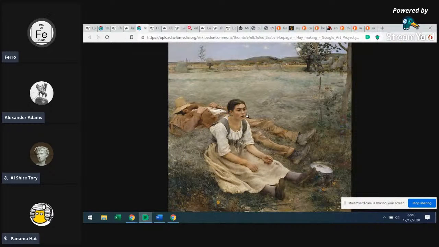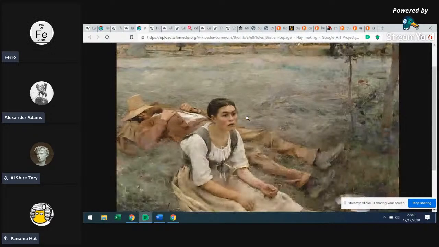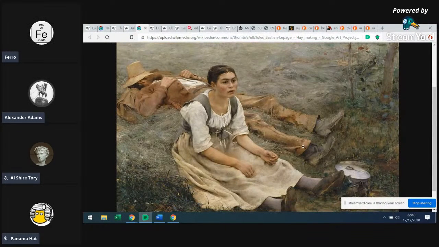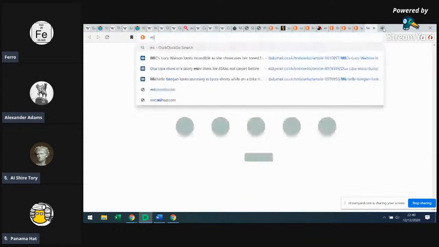I also just love her expression right now. It's just like, I'm done. I'm tired of making hay. Yeah, and obviously you can see the clothing is super realistic, because he was basing this on models who were actually posing in his studio, which explains why the lighting is slightly off.